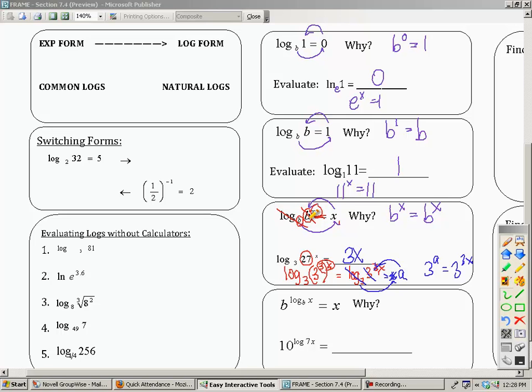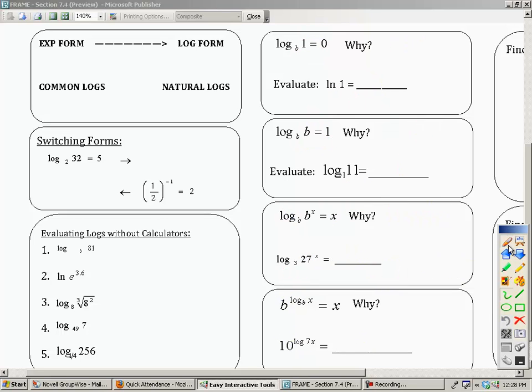The same thing applies in the other order. If the base is the same thing as the base of a log, these cancel and you get x. So if you look at this one, this says 10 to the log of 7x, and a log with no base is really base 10. So this 10 cancels with log base 10, my answer is 7x. These two are important because they're going to help us as we go through and evaluate. So keep these rules in mind.